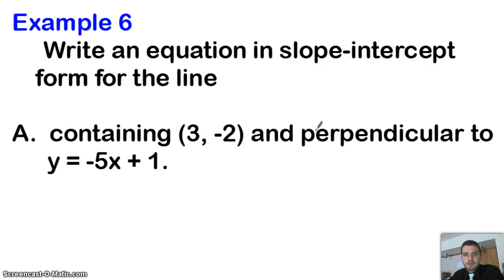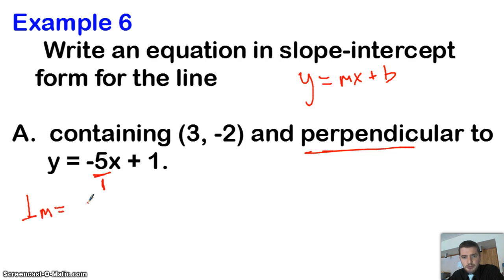All right, so let's do a couple. First one, it says write the equation in slope-intercept form containing 3, negative 2, and perpendicular to y equals negative 5x plus 1. Okay, so y equals mx plus b. The slopes are what you want to focus on. So here the slope is negative 5 over 1, and it's asking for perpendicular. So when it's perpendicular, you flip the fraction and change the sign. And I'm going to use this symbol for perpendicular. So the perpendicular slope will be positive 1/5.